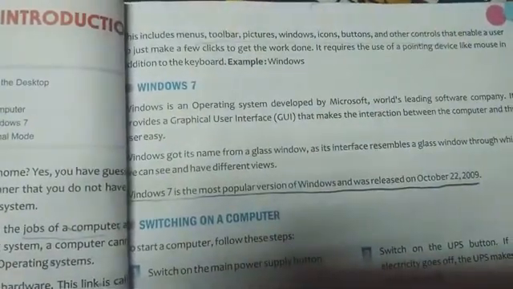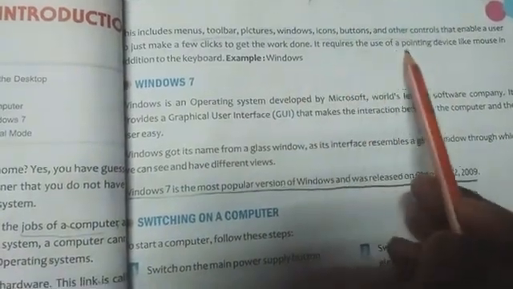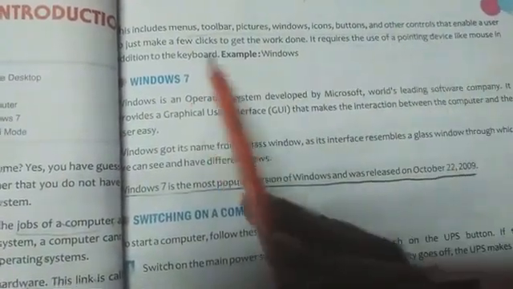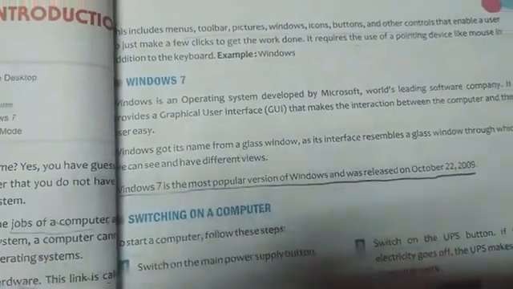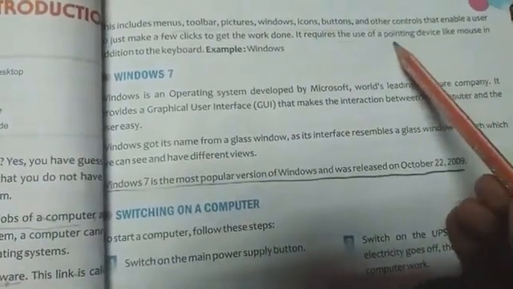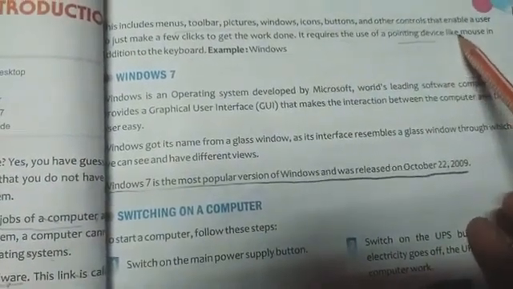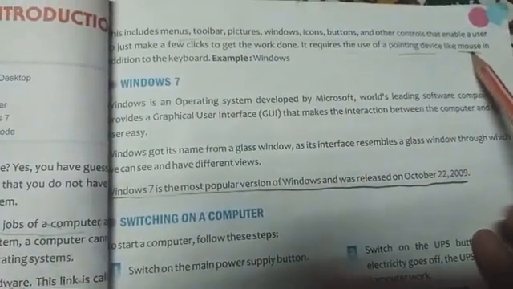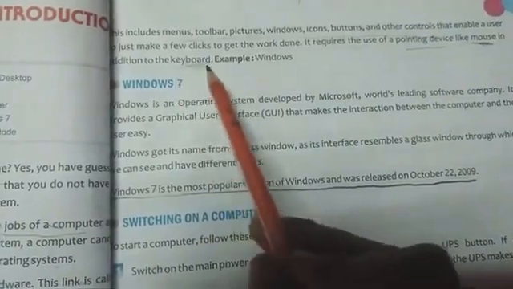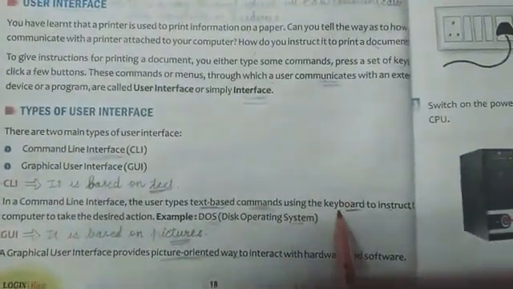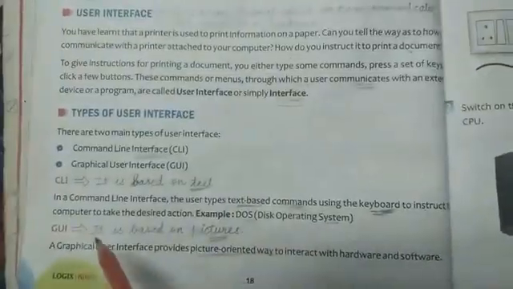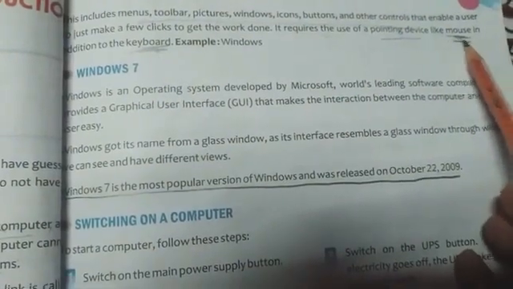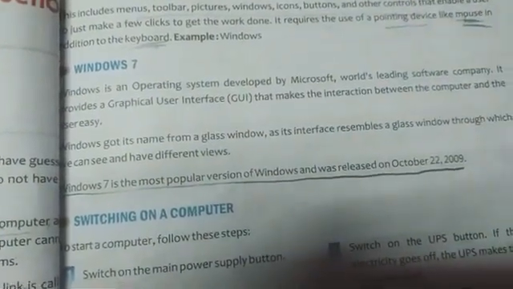These are some of the components that are available in the graphical user interface. It requires the use of a pointing device like a mouse in addition to the keyboard. Here we have to give instructions by clicking on pictures, so which device will we use to select any picture? We will use the mouse in place of the keyboard. As in the CLI we used the keyboard to give instructions, but in GUI we will use the mouse to give instructions to the computer or operating system.